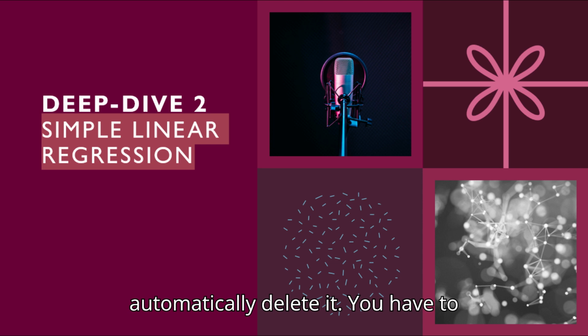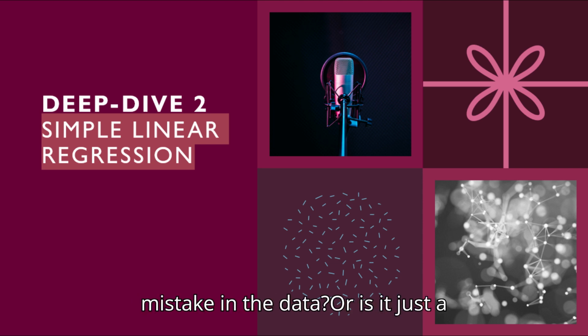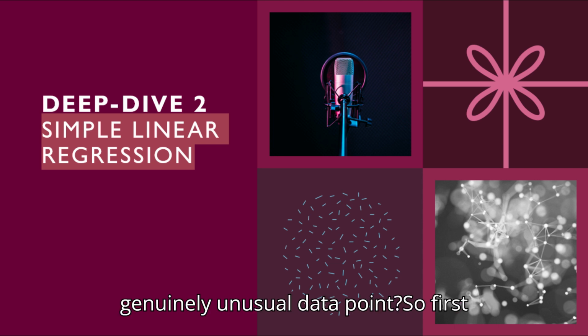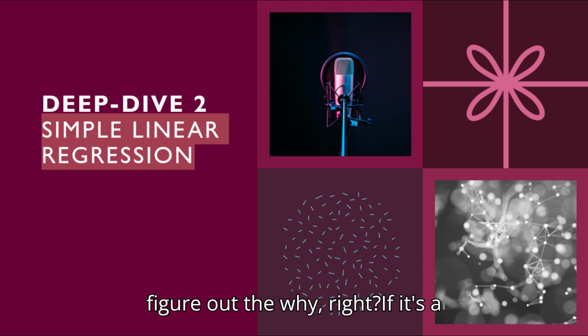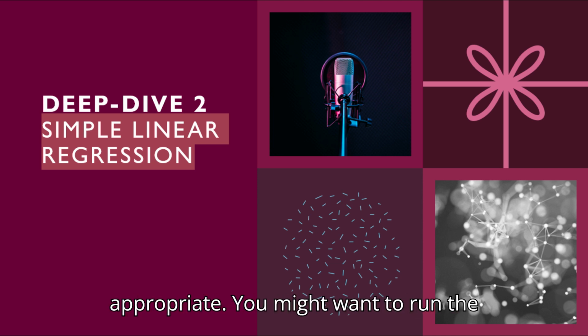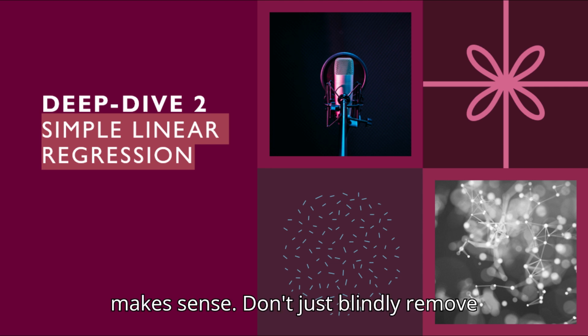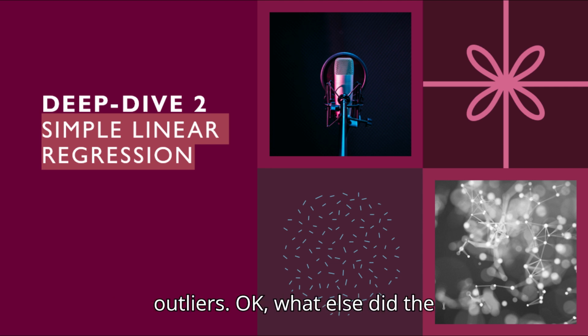Well, you don't just automatically delete it. You have to figure out why it's an outlier. Is it a mistake in the data? Or is it just a genuinely unusual data point? So first, figure out the why. Right. If it's a mistake, fix it. If it's not, then you have to decide if your model is still appropriate. You might want to run the analysis with and without the outlier to see how much it changes things. That makes sense. Don't just blindly remove outliers.